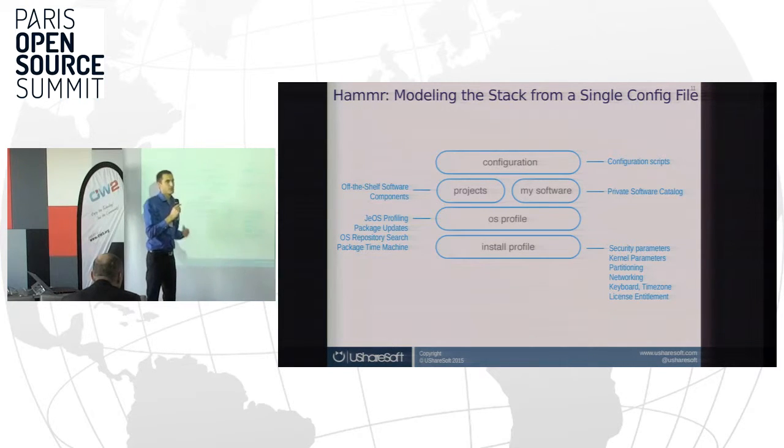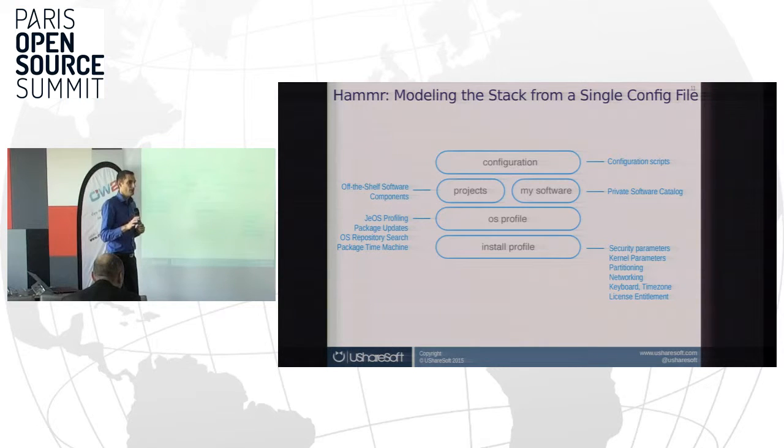Security parameter is, for example, I want to enable the firewall on my stack. On top of this, we have project and my software. It's quite the same, but my software is only used by my appliance, and project is shared by all the users of the UForge server. The UForge server is the server called by Hammer.